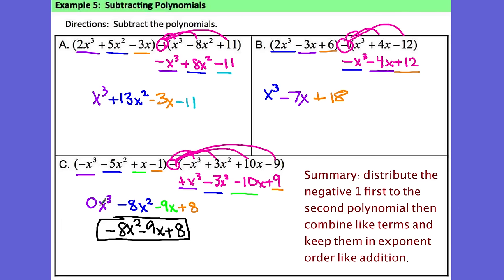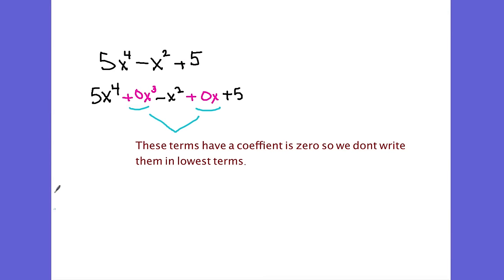So since we have a 0x to the 3rd, we do not leave that 0 term in our standard form, so we reduce it one more step. And we just have it as negative x squared minus 9x plus 8. So it's a trinomial to the 2nd degree. So to summarize our subtraction, we distribute the negative 1 first to the second polynomial, then combine like terms and keep them in exponent order just like addition. Again, pause your video and get caught up and go back and work them out to make sure you're understanding what you are doing.